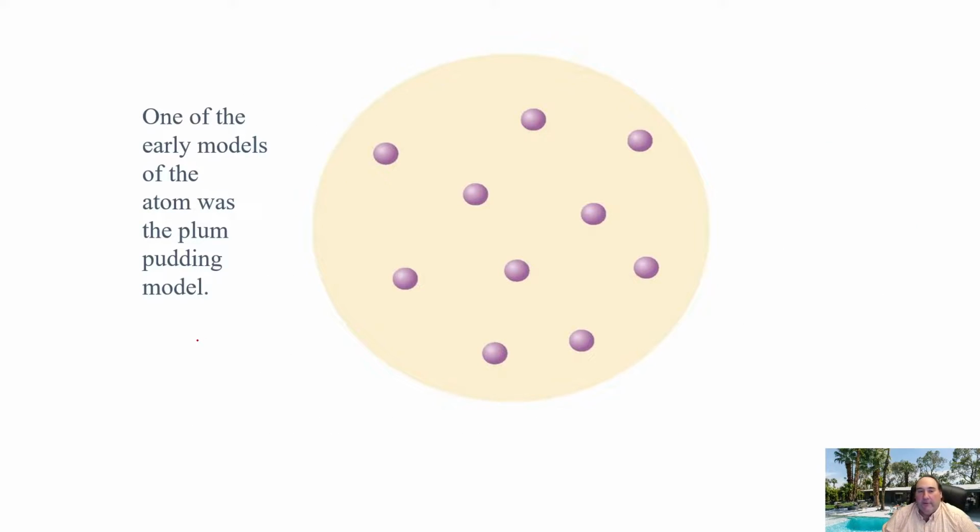Here's a picture similar to the one I just drew. Again, the yellow is all the positive charge, and these are all negatively charged electrons embedded inside there. This was the accepted model of the atom going forward at this point, and it was believed to be what the atom basically looked like.